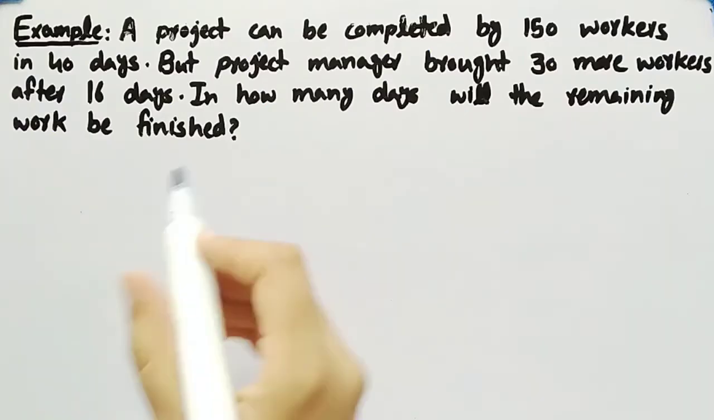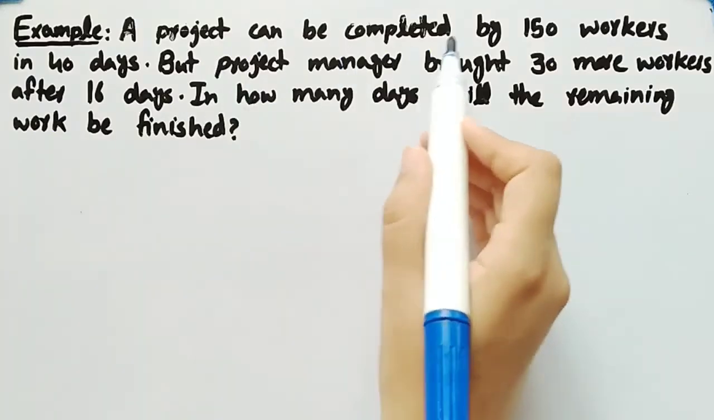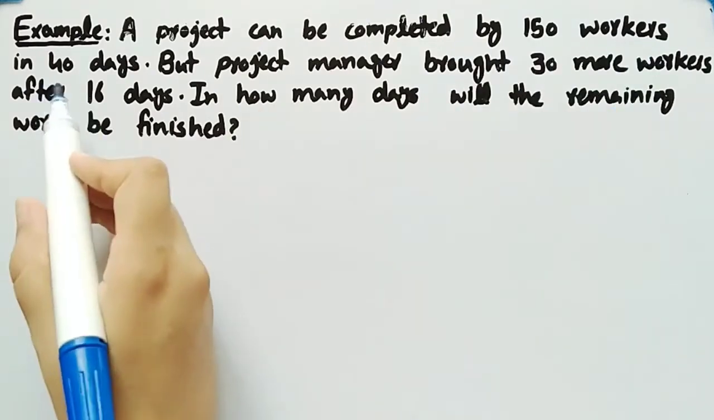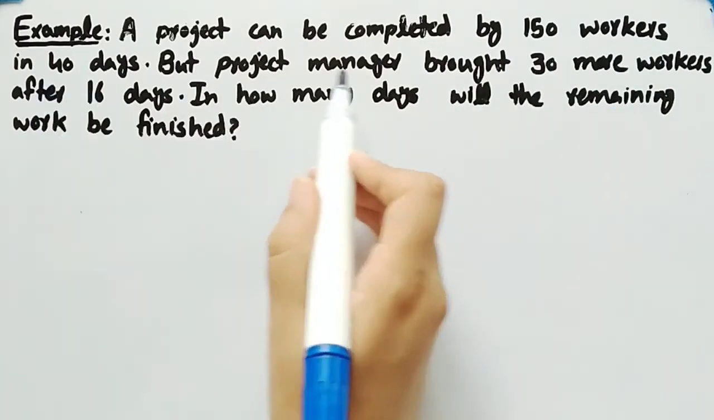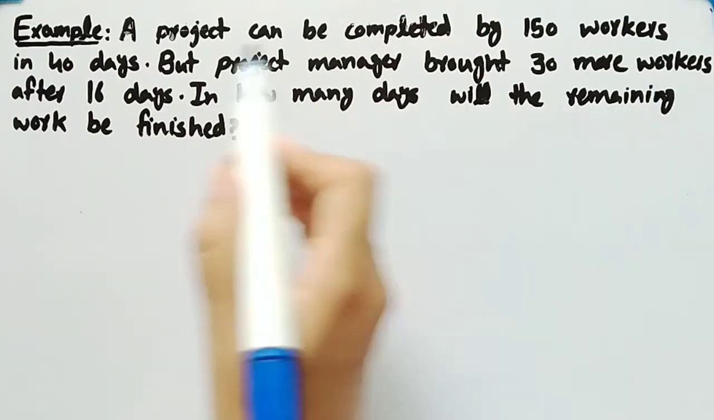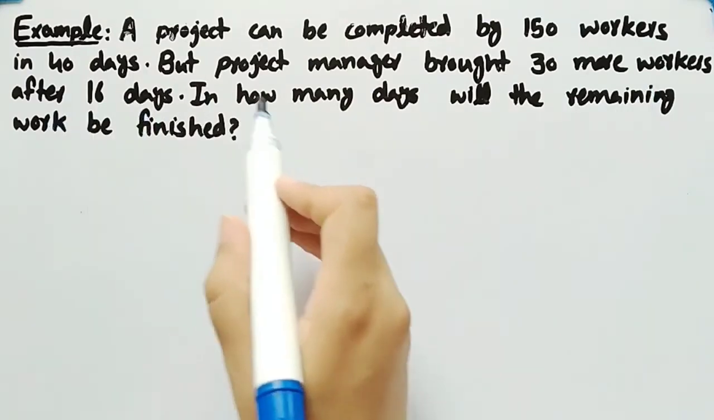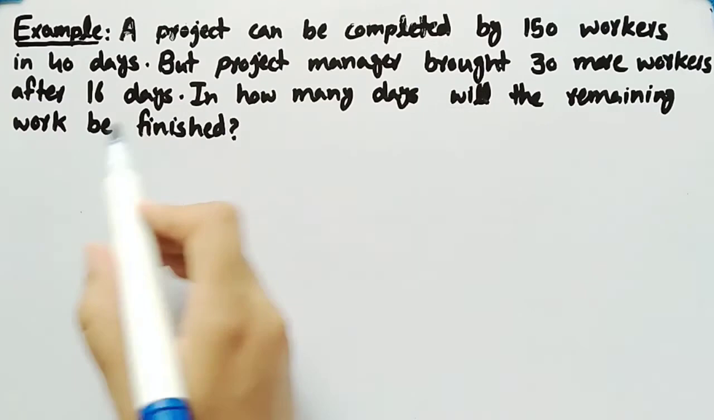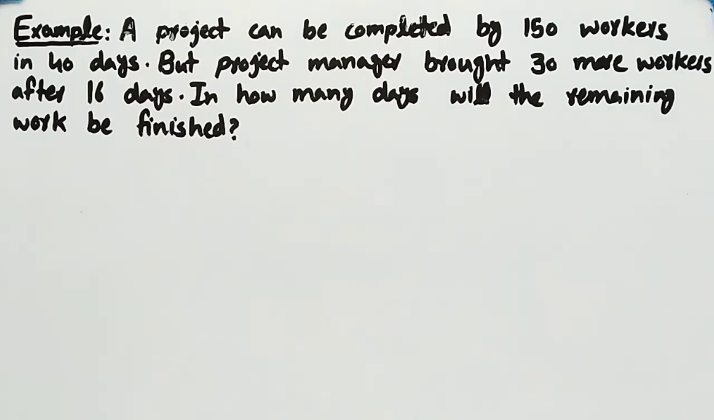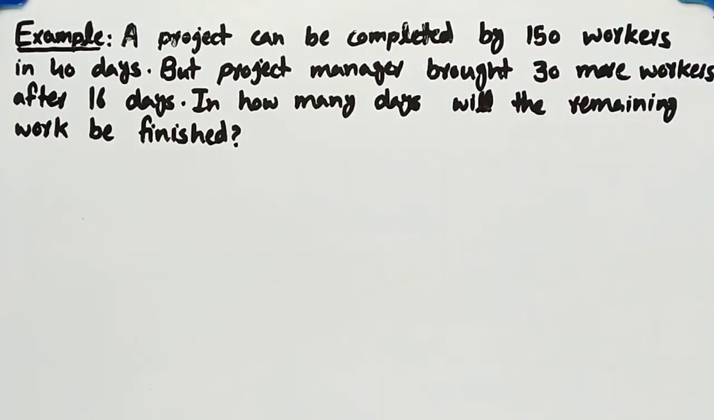See an example. A project can be completed by 150 workers in 40 days, but the project manager brought 30 more workers after 16 days. In how many days will the remaining work be finished? We can clearly examine that the number of workers is inversely proportional to the number of working days, since by increasing the number of workers, the number of days in which the work will be finished will be decreased.